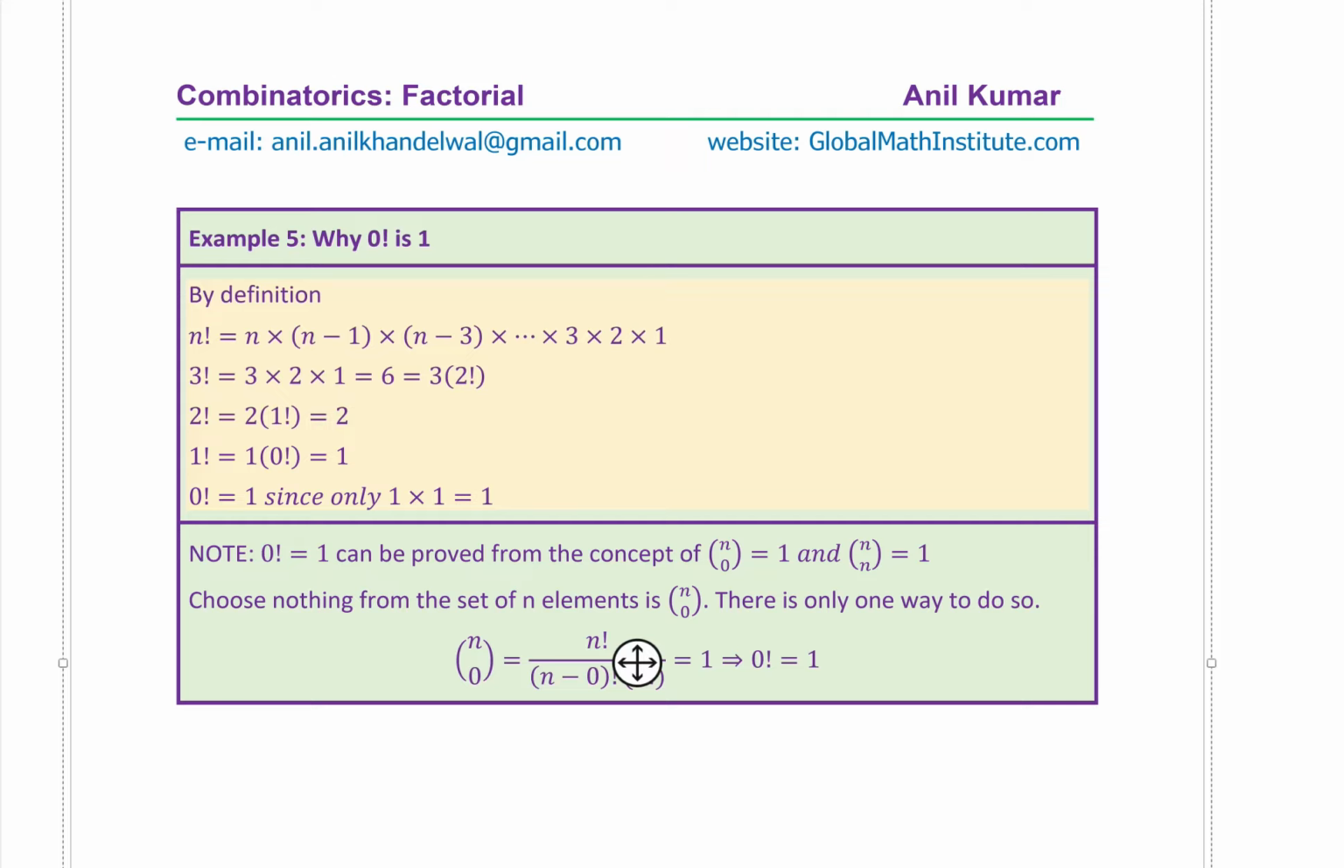Okay, let's look into this proof. So as you know, n factorial can be written as n times n minus 1 times n minus 2 times so on times 3, 2, 1.